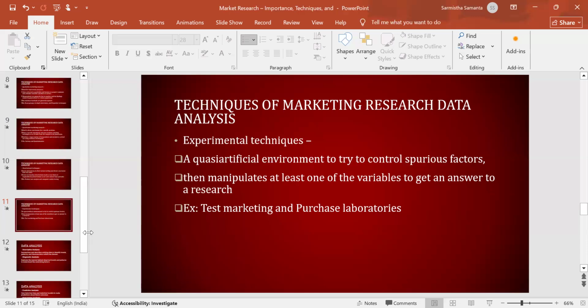So that is also an experimental technique. Experimental techniques are more appropriate for science related research, but in marketing research also, nowadays experimental techniques are introduced, like introducing a product for a few days, not at a whole range. Let's see how the consumer is reacting to the product. If consumer reaction is good, then we will introduce it on a wholesale basis. Then you manipulate at least one of the variables to get an answer to a research question. One product is given, next a much stronger perfume of the same cosmetic, to see whether the consumer is liking it or not. So it is test marketing. Purchase laboratories are there for this kind of marketing technique.